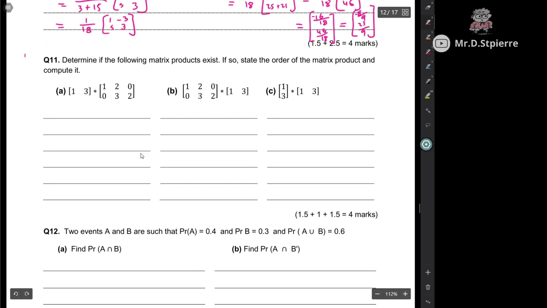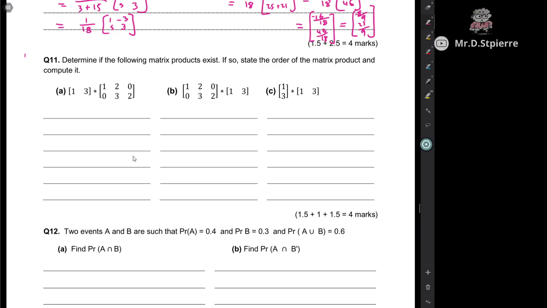Now with question 11, we'll do question 11 through 18. Determine if the following matrix products exist. If so, state the order of the matrix produced and compute it. What is this question assessing? This question is assessing matrix multiplication checks, so knowing the orders of a matrix, checking if you can multiply them, and then also being able to multiply. So this question involves a couple key bits of knowledge.